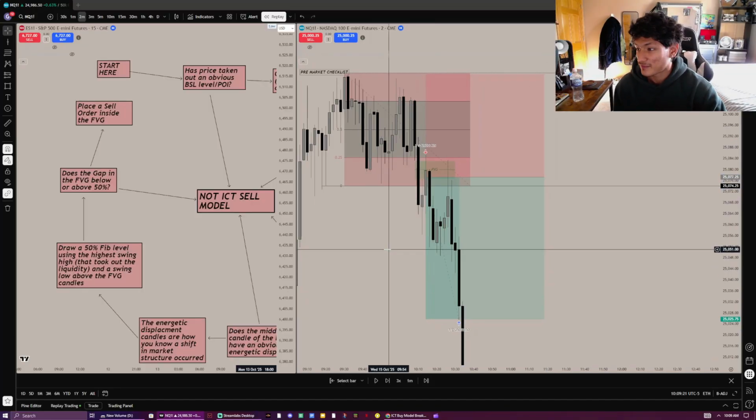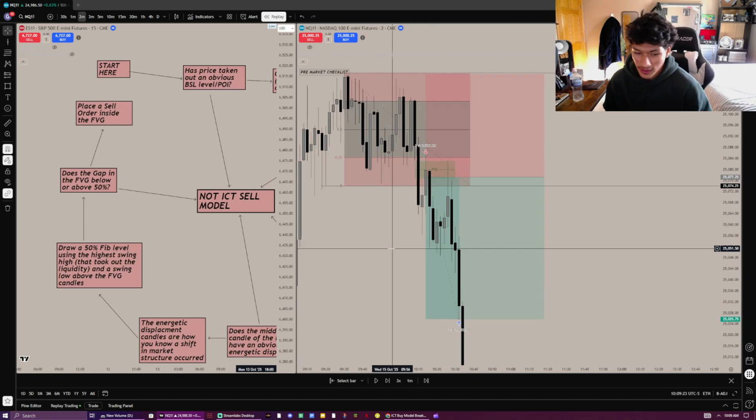Yeah, that is basically it for the buy and sell model for ICT. That is what I'm going to be following for the rest of the week, for my demo week, this coming week, and then also when I hop back on the funded accounts.